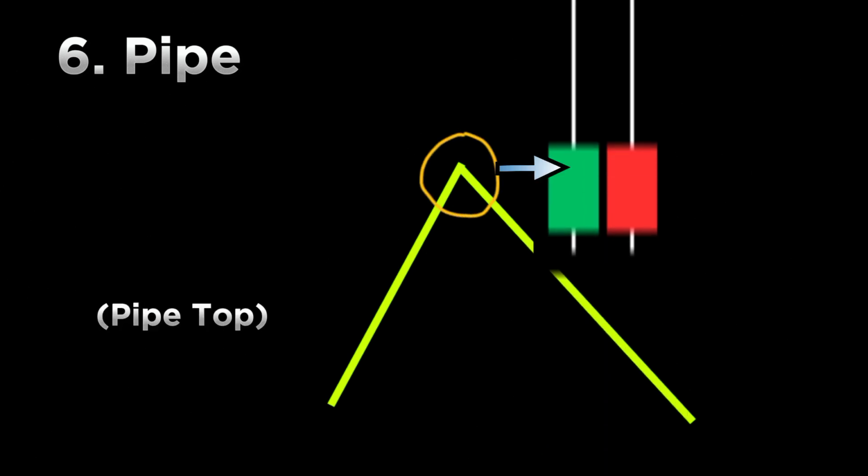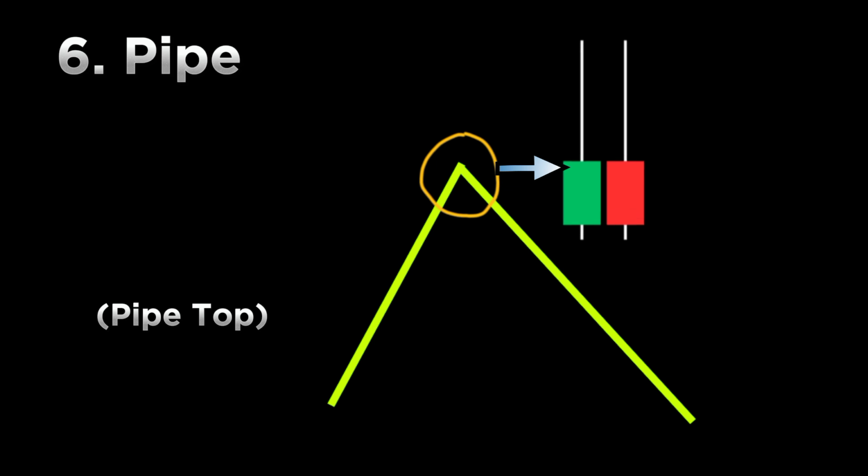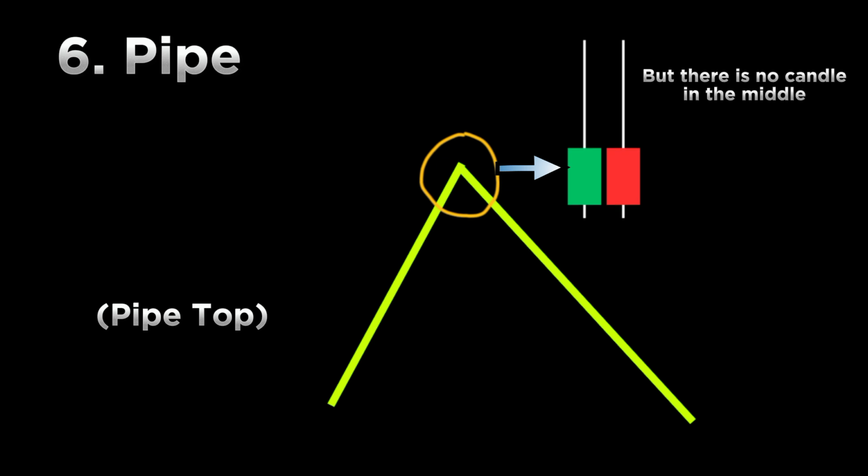The bearish version, called pipe top, is characterized by two adjacent and unusually large spikes up. This is similar to the horn pattern, but there is no candle in the middle of the spikes.